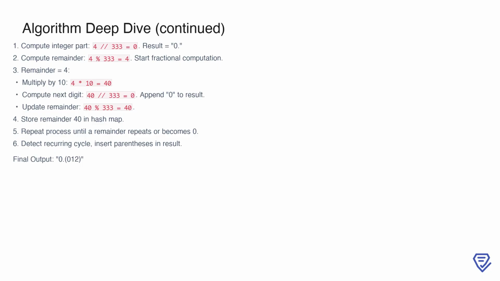The remainder is multiplied by 10, giving 40. Dividing 40 by 333 yields 0, so we append 0 to the result. The remainder is now 40, and we store it in the hash map. Repeating this process, we eventually see the same remainder, 40, appear again. This indicates a recurring cycle. Using the hash map, we identify where the cycle starts and enclose the recurring digits in parentheses. The final result for this input is 0.0(012). This demonstrates how the algorithm handles both the decimal construction and recurring cycle detection seamlessly.